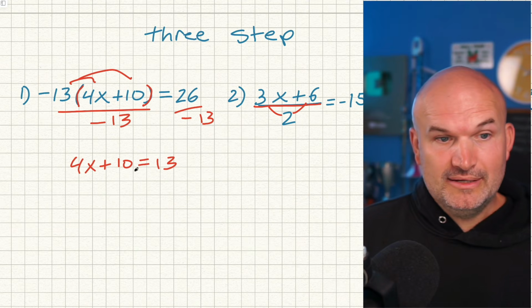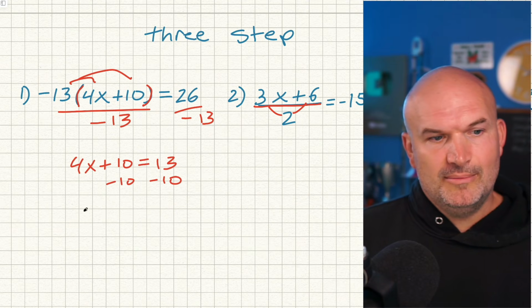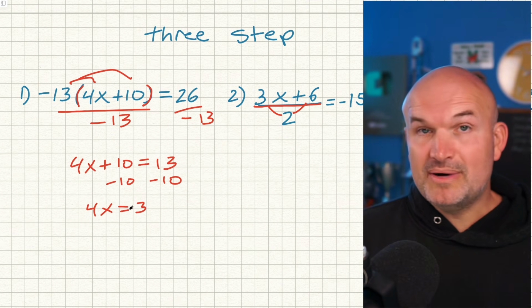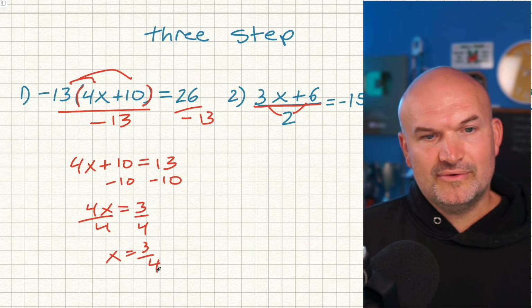Now you can see, ladies and gentlemen, positive 13. Yeah, now I can subtract the 10 on both sides. I get 4x is equal to a positive 3. And then I just divide by 4 on both sides. x is equal to 3/4.